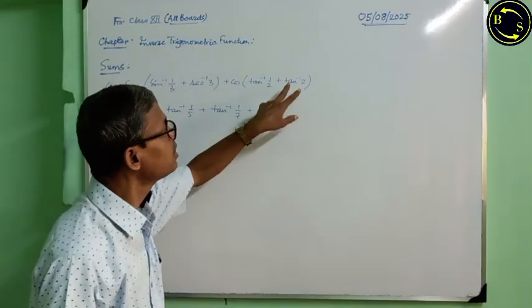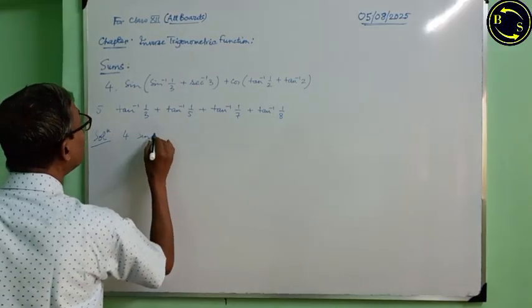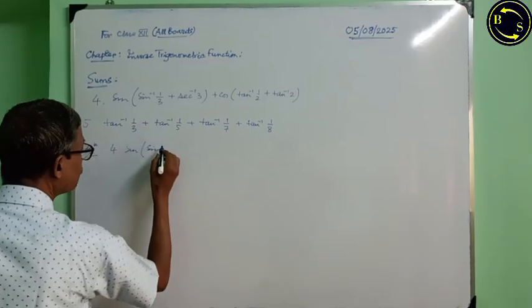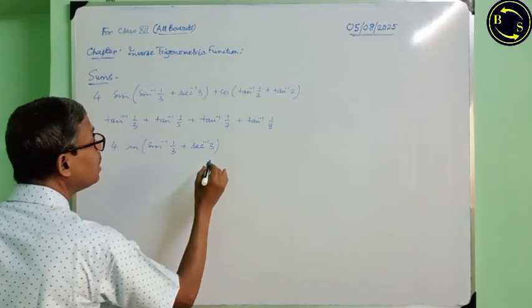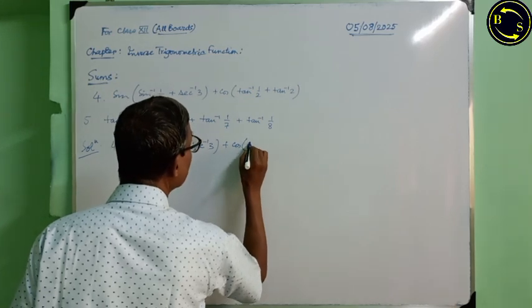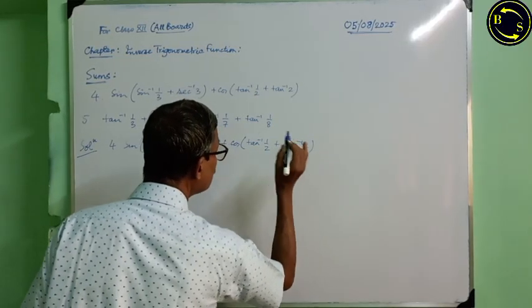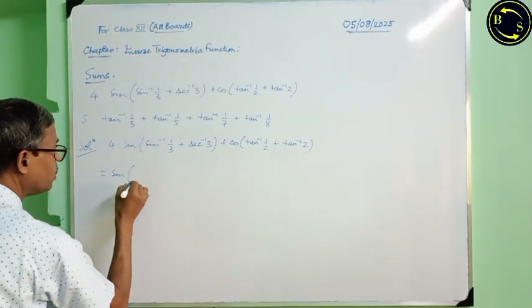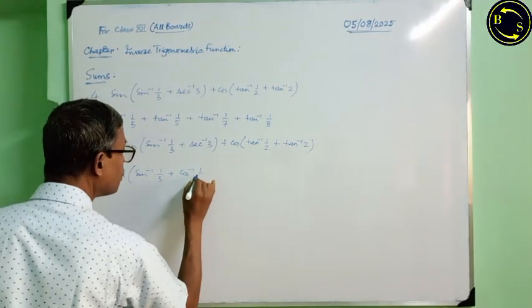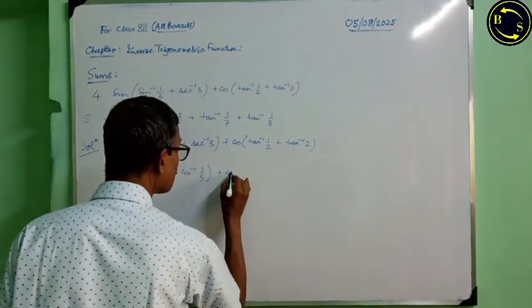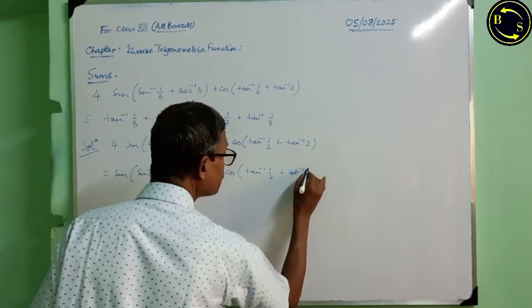Similarly, the inverse functions within the brackets in the second part. Sine of sine inverse 1 by 3 plus sec inverse 3 plus cos within brackets tan inverse half plus tan inverse 2. Sine within brackets sine inverse 1 by 3 plus cos inverse 1 by 3 plus cos of tan inverse half plus cot inverse half.